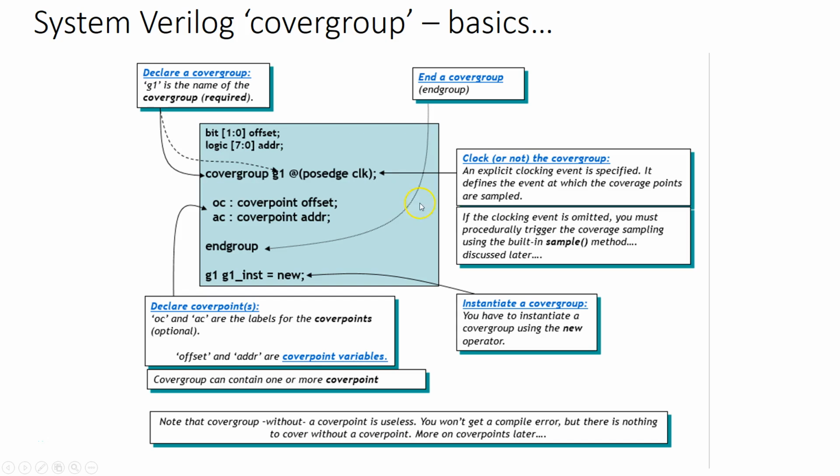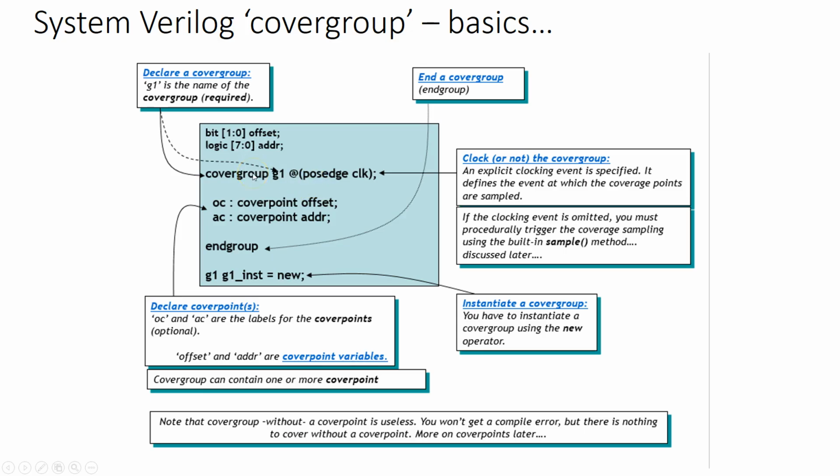But in case you omit the sampling edge, then you have to procedurally trigger the coverage sampling using a built-in method called sample. I will show you an example in upcoming lectures on how you can do that. But I personally suggest that you always provide a sampling edge. Also, the sampling edge should be meaningful. Here I'm simply giving it a clock. That means that every positive clock edge, it evaluates to see if these cover points have been covered. But you can have more meaningful edges, as I will show you in one of the examples. So you declare a covergroup, give it a name, and provide a sampling edge.